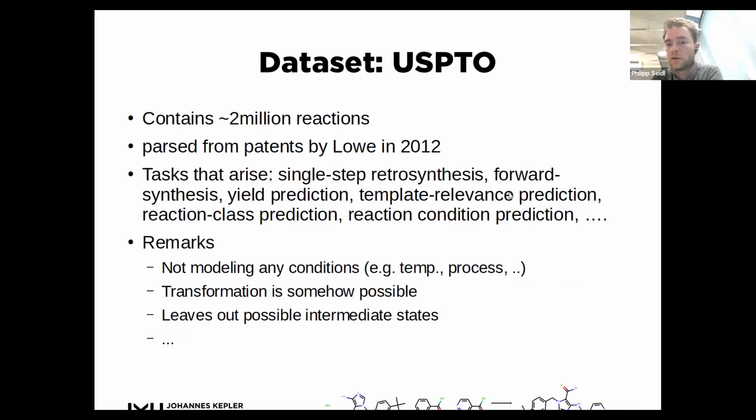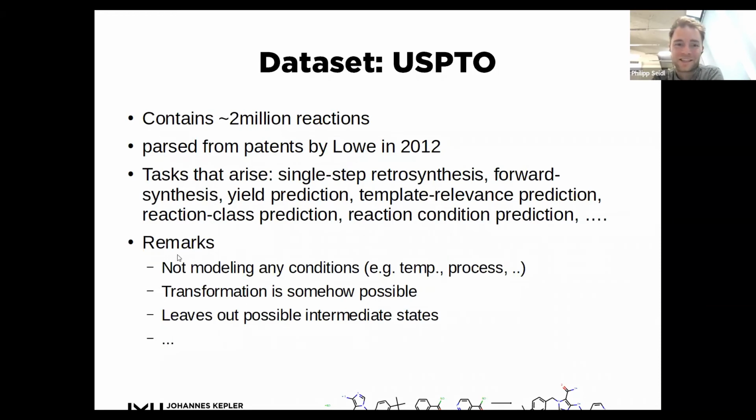Another task that may arise from this dataset is template relevance prediction, which is very similar to single-step retrosynthesis, and reaction class prediction. Chemists categorize reactions into different classes, and this can also be one of the tasks. But a very challenging task would be to predict the conditions, which we are currently not modeling within our approach. We just model that this reaction would occur under some conditions.